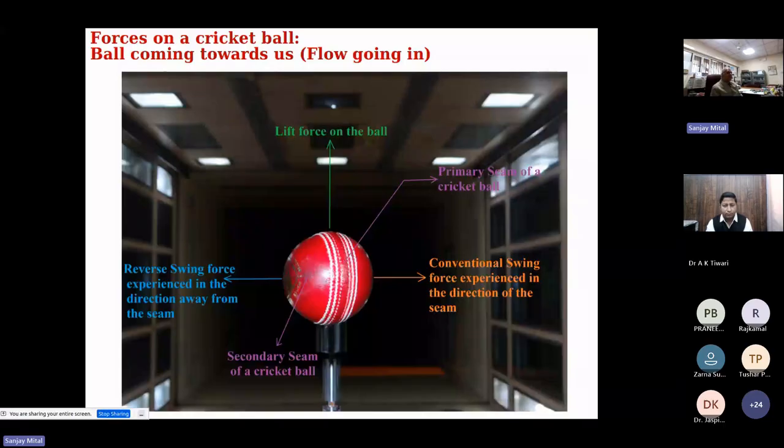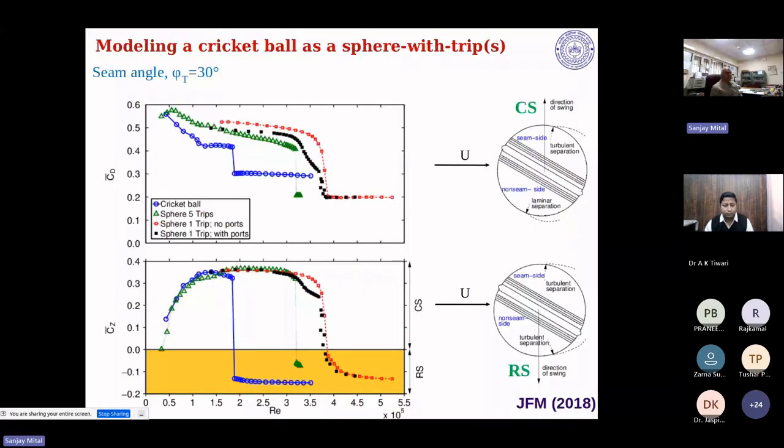So the question we are asking is, A, how does the swing force change with speed? And B, can we get reverse swing for a brand new cricket ball, such as the one mounted in the tunnel? Okay, so these are the results that we saw from the wind tunnel test.